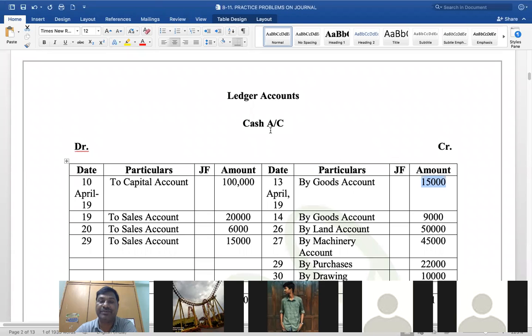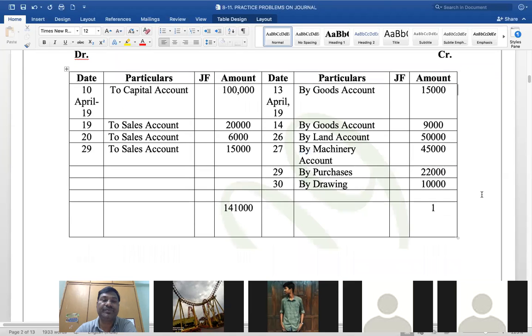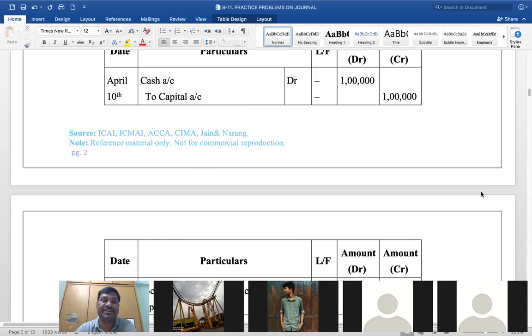When it is given cash account debit, you write it here. When some other account is debited and cash account is credited, that other account we write here with a prefix 'by'. Cash account is credited by goods account to the tune of 15,000. Okay, next. Let's come to the next transaction.